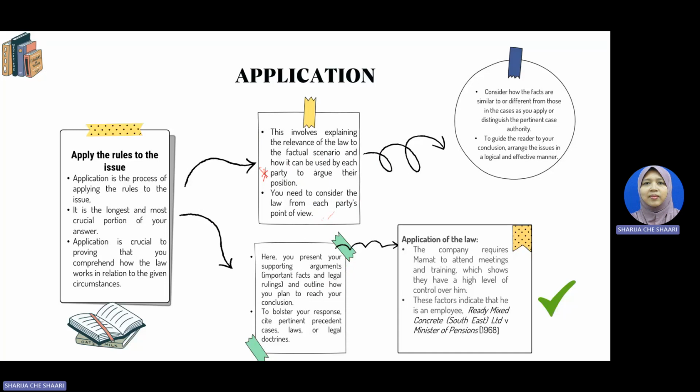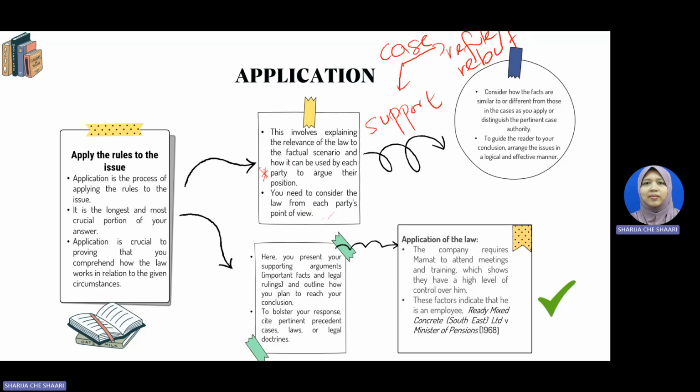Here you present your supporting arguments, meaning the important facts and legal rulings, and outline how you plan to reach the conclusion. So you quote the precedent, the cases, if there is any. When you quote the cases, it's good if you say whether the situation here is similar, or whether you are going to use that case to refute or argue against. It's up to you. That means you are distinguishing your situation from the case that you are referring to. The case can be used to support, or you can rebut the application of the case to your present issue.